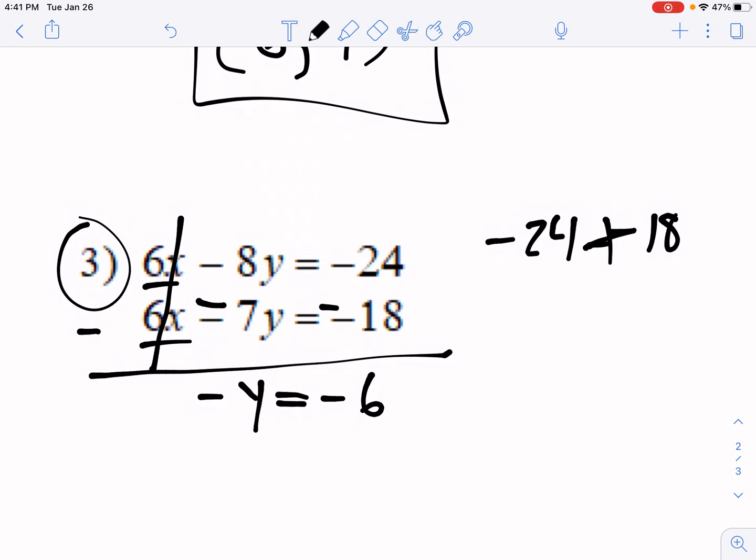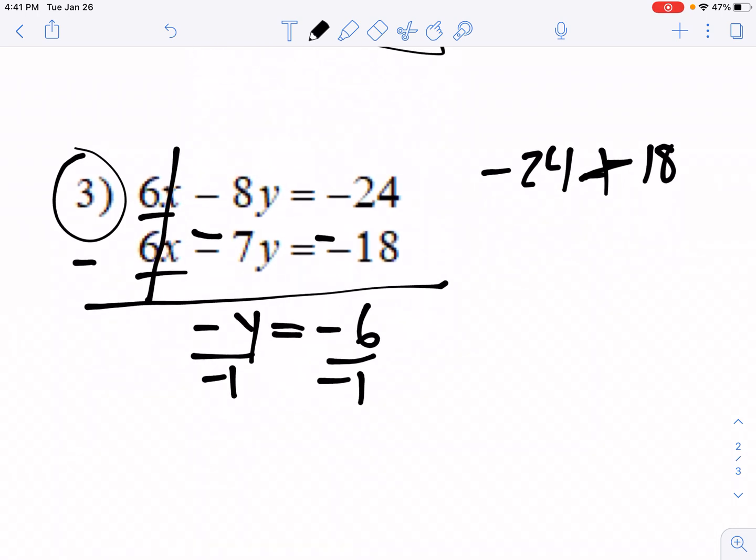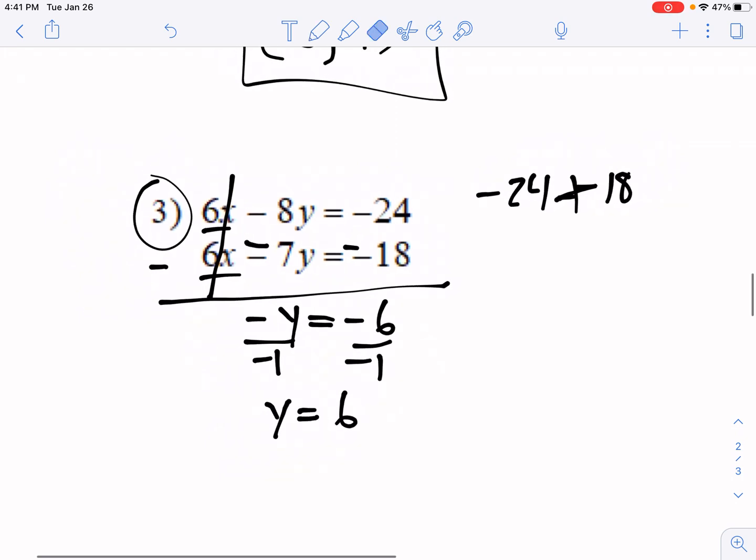Now, the last thing here, even though we have a negative y equals a negative 16, technically the y is not by itself. We need to divide out this negative. We can treat it like dividing a negative 1 from both sides. Negative and a negative make a positive, and 16 divided by 1 is 16. So now I've solved this for y.